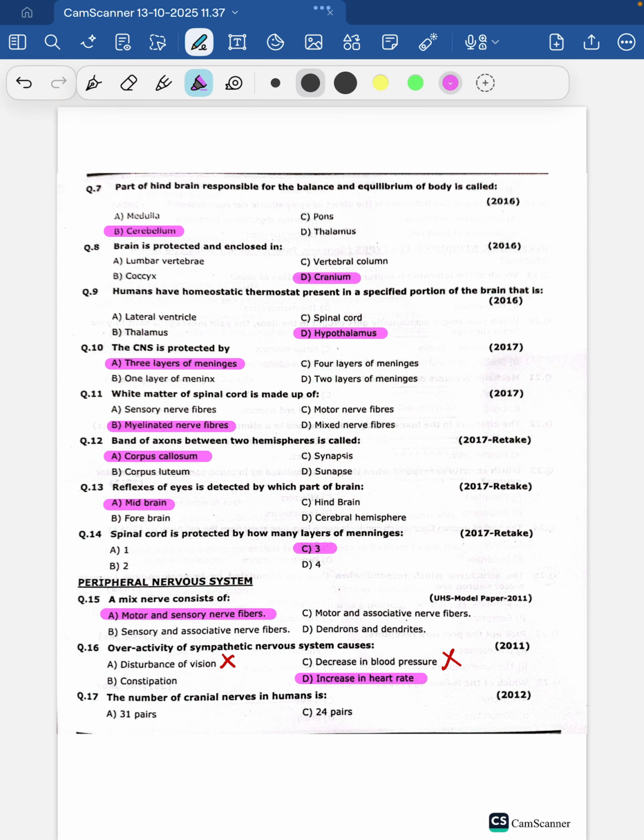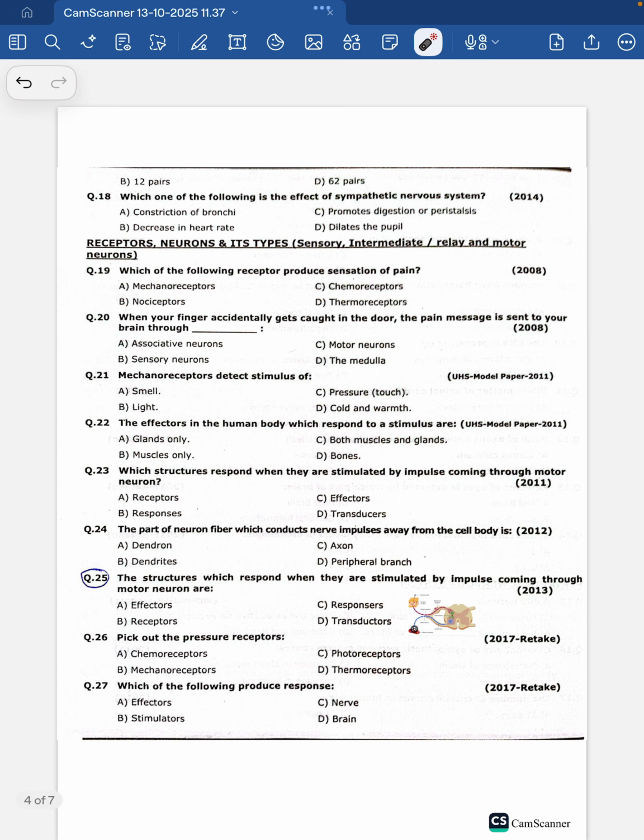Question 17: the number of cranial nerves in humans. You know very well that 12 pairs of cranial nerves are present in the human body. So Charlie will not be the right option, because it talks about 24 pairs. 24 cranial nerves are not present. So the answer will be Beta here. The 12 pairs of cranial nerves are present in the human body.